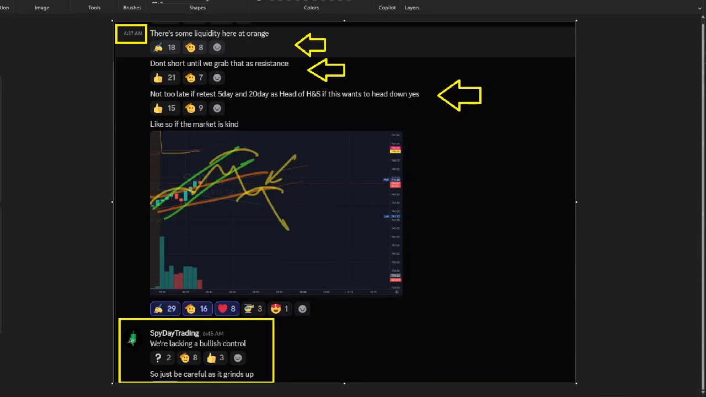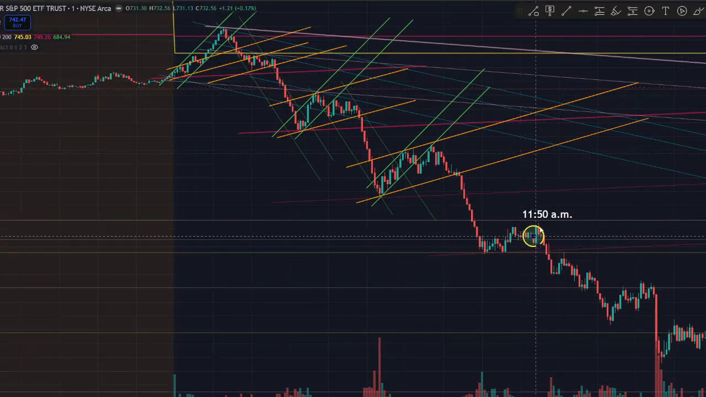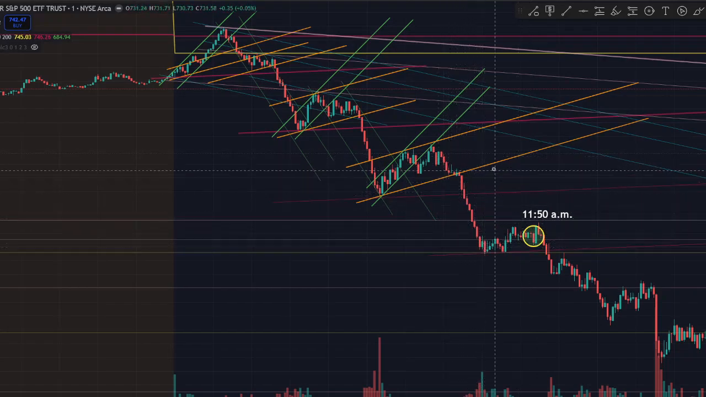Nobody knows that the market's going to drop 22 points, but you prepare. You prepare for what can happen. At 11:50 in the morning, I posted, I'm looking for another leg down. Health and momentum is still good, watching liquidity building. This circle is 11:50 in the morning. I'm still looking for another leg down because this health is still good.